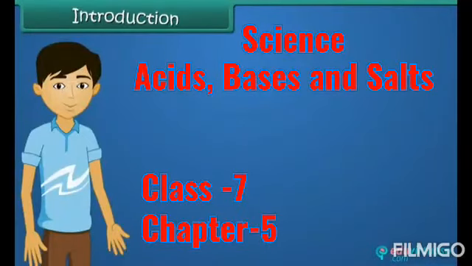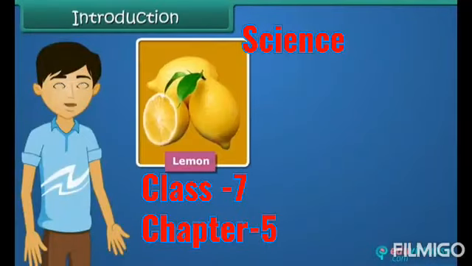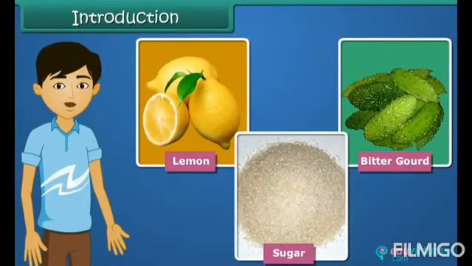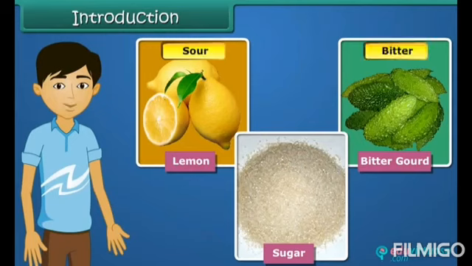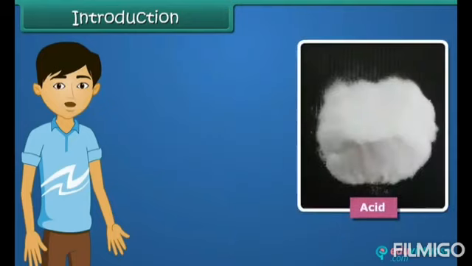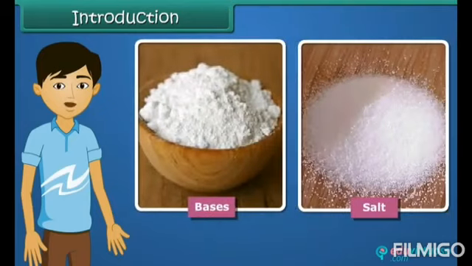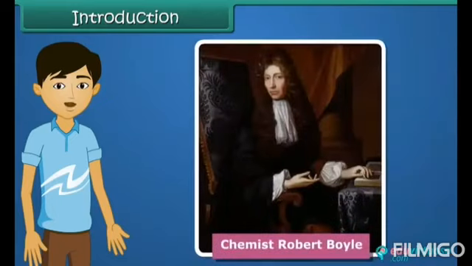Introduction. Hello students, we have lemon, bitter gourd and sugar. Some of these foods taste sour, some taste bitter, some taste sweet, and some are salty. The sour, bitter, sweet and salty taste of foods arises due to the presence of acids, bases and salts in them. In the 17th century, chemist Robert Boyle first labeled substances as acids and bases.